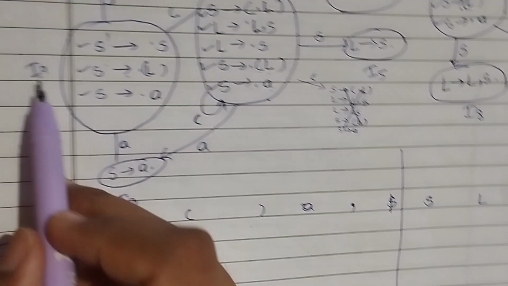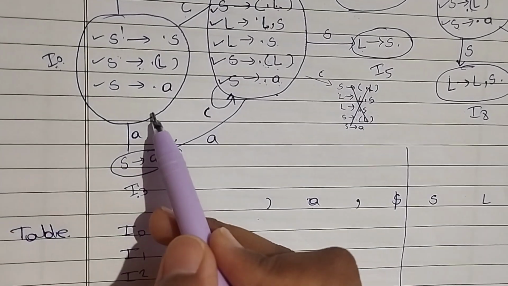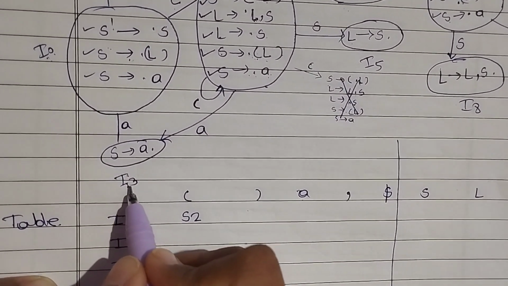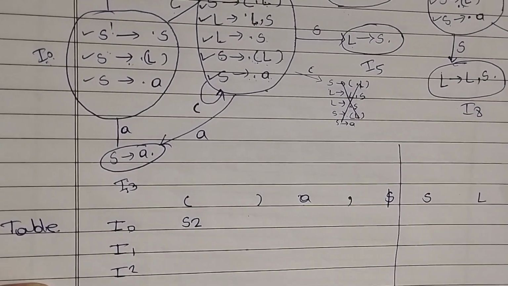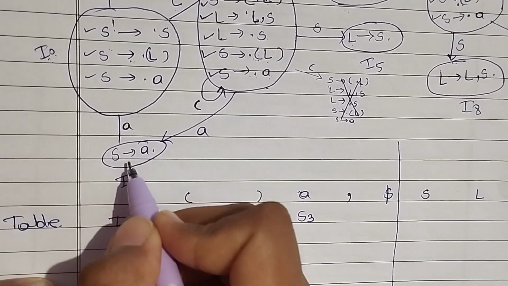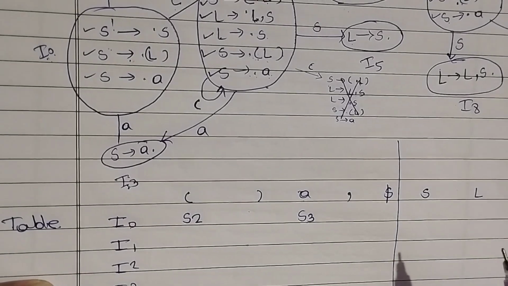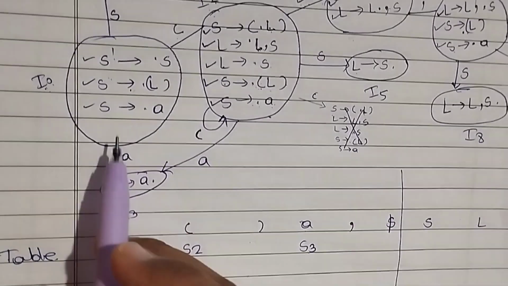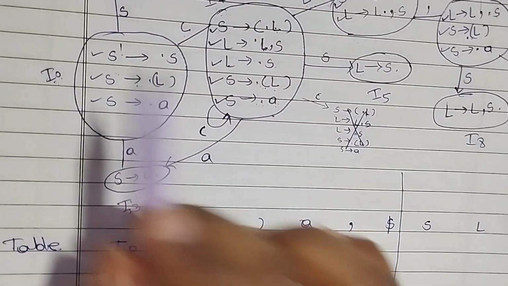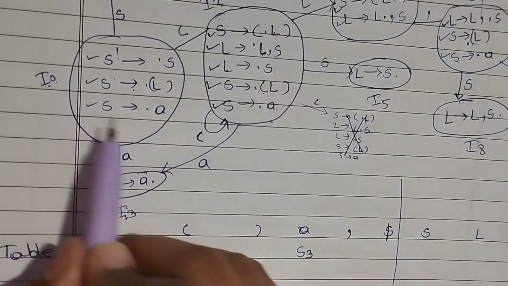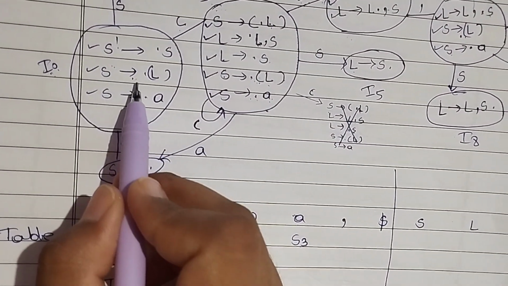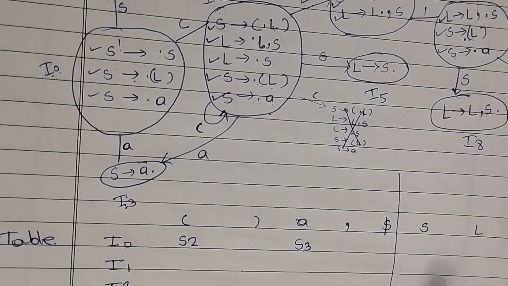For a, from the I0 state we move on a to I3. So we write S3 here. We shift a to the I3 state, so S3. Now the comma. Here we do not do anything for the comma from the I0 state. Now the dollar. I0 is not the acceptance state, so dollar is not mentioned here either.